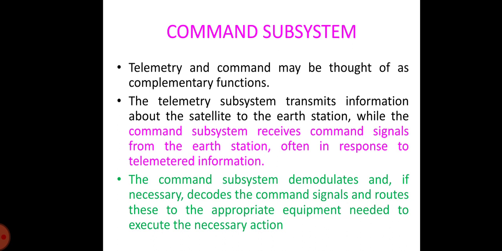And the third part is the command subsystem. The telemetry and command may be thought of as complementary functions. The telemetry subsystem transmits information about the satellite to the Earth station, while the command subsystem receives the command signals from the Earth station, often in response to the telemetered information. The command system demodulates and, if necessary, decodes the command signals and routes these into the appropriate equipment needed to execute the necessary action.